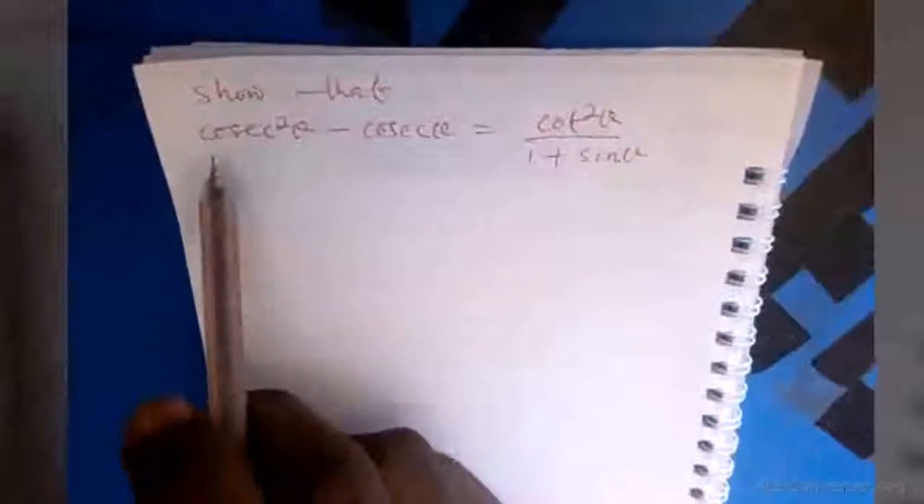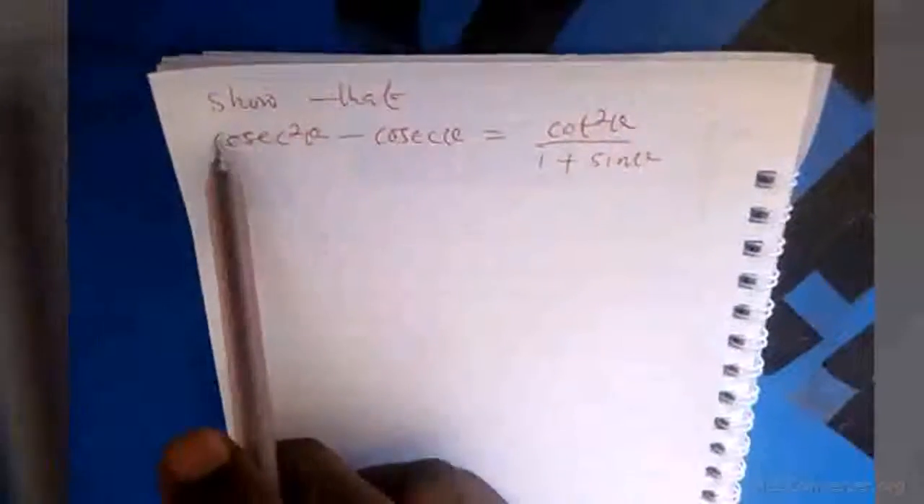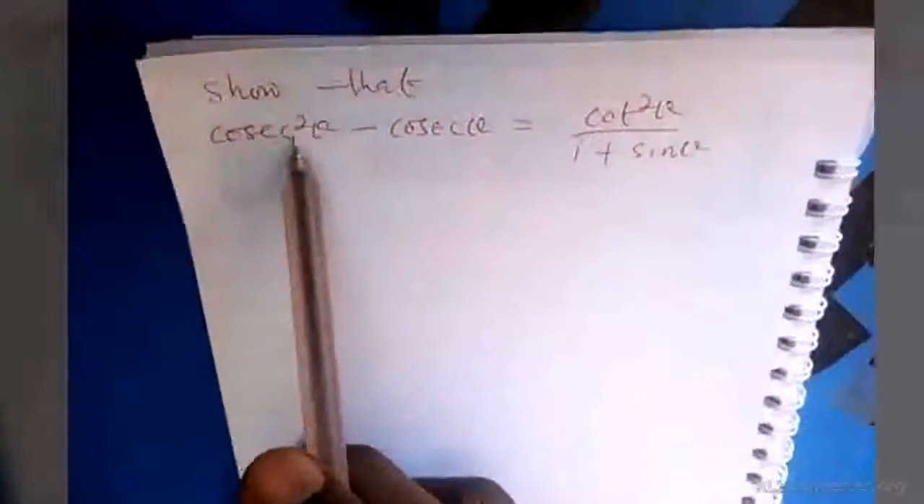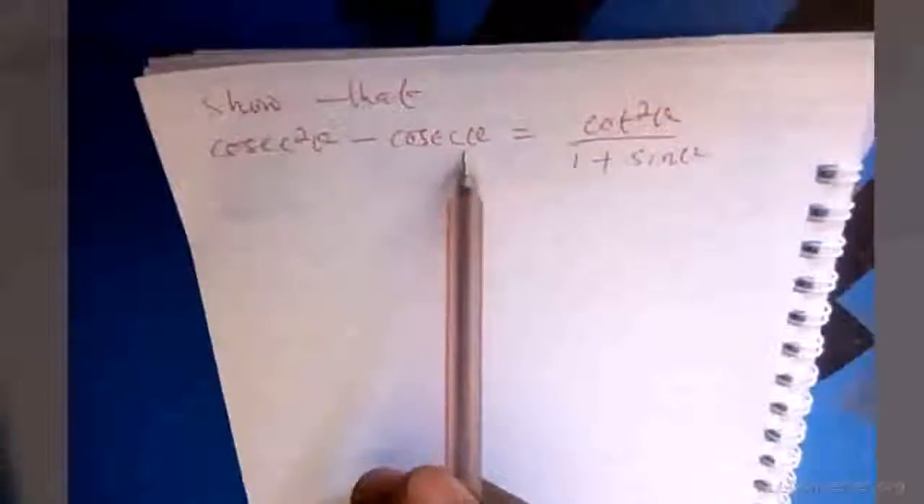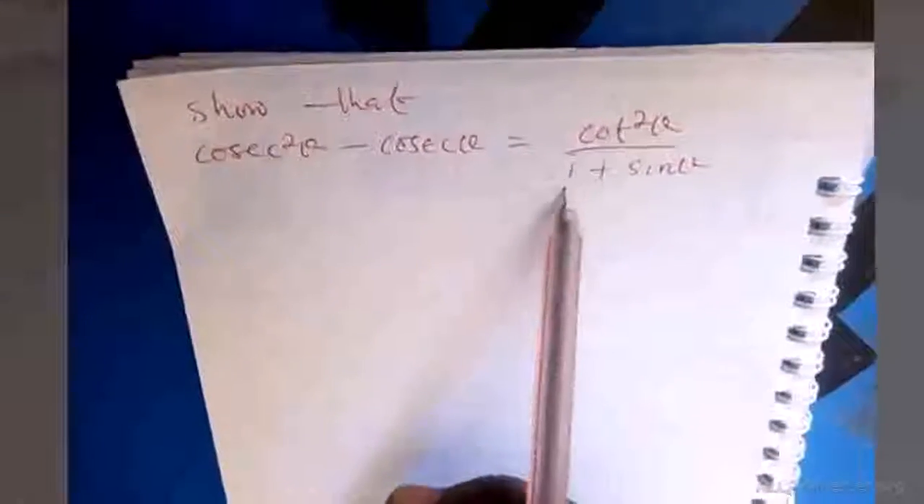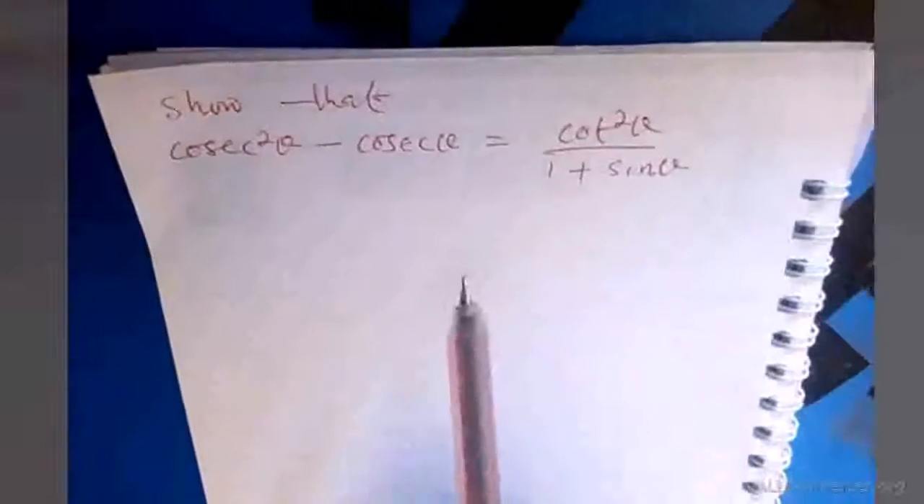I'm going to show you how to prove identity. In this question we have cosec square theta minus cosec theta equals cot square theta over 1 plus sin theta.